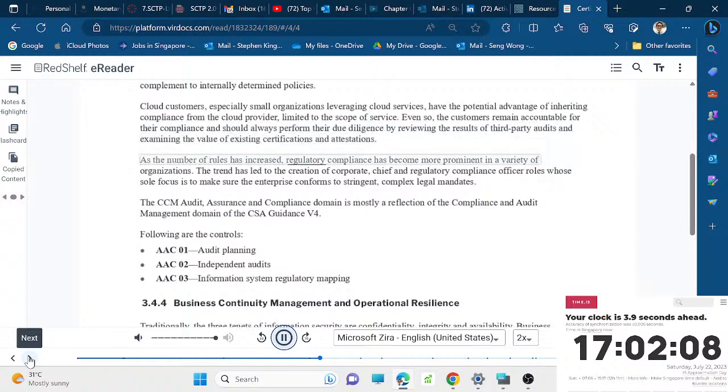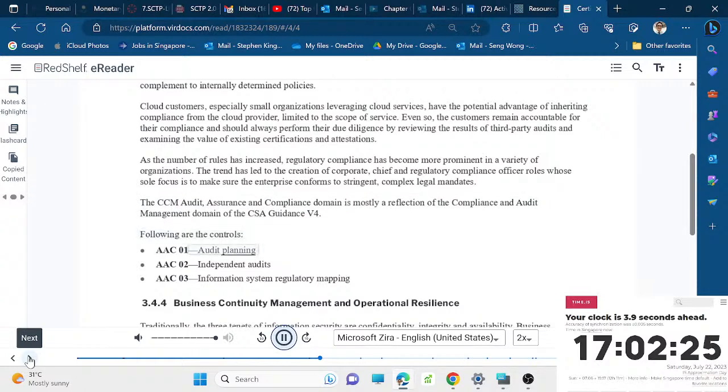As the number of rules has increased, regulatory compliance has become more prominent in a variety of organizations. The trend has led to the creation of corporate, chief, and regulatory compliance officer roles whose sole focus is to make sure the enterprise conforms to stringent, complex legal mandates. The CCM audit, assurance, and compliance domain is mostly a reflection of the compliance and audit management domain of the CSA Guidance v4.